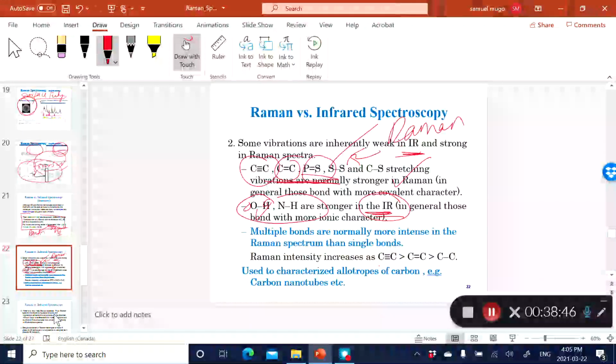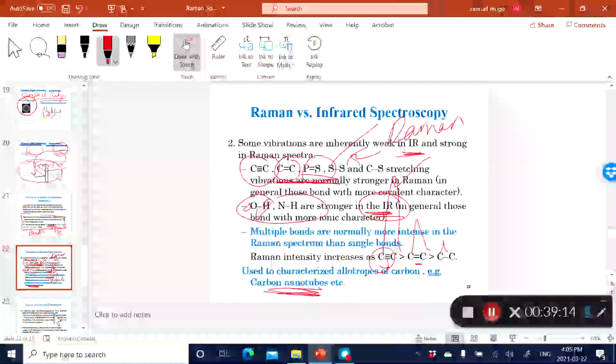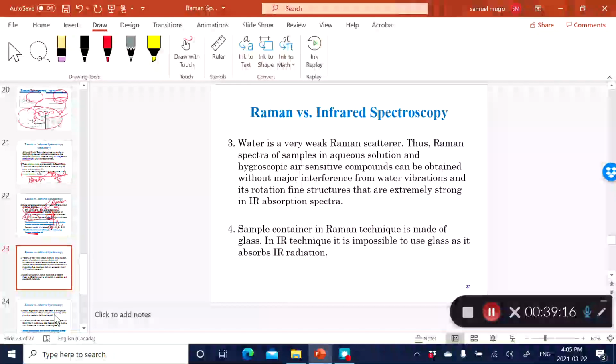Now, if I've got a conjugated molecule such as this, you tend to get a very big signal. The carbon double bond tends to have a slightly lower signal, whereas a single bond tends to have an even smaller signal. For that reason, it's a very useful technique to analyze the allotropes of carbon, such as graphite, carbon nanotubes, graphene oxides, and so on. So it's used a lot to differentiate those different types of allotropes.